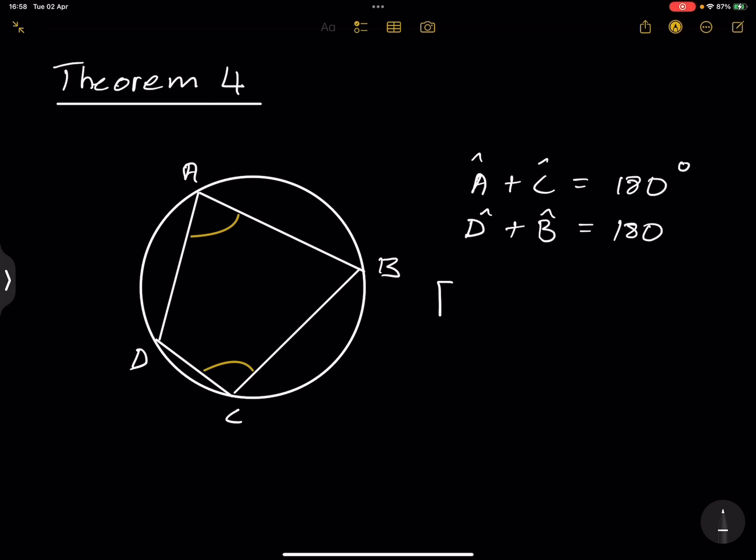And how do we state the reason there? We simply say opposite angles of a cyclic quad. You don't need to tell us what that means. As soon as you say opposite angles of a cyclic quad, we know that they are supplementary, which means that they form 180 degrees.